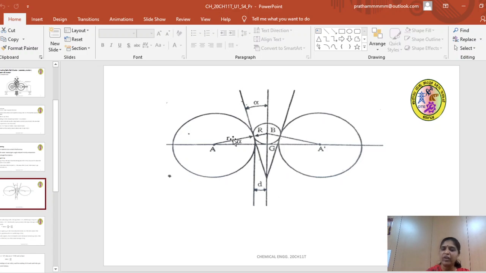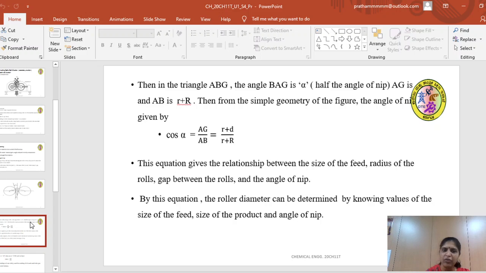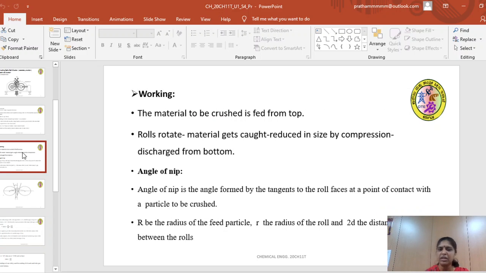Alpha will be called as the angle of nip. So what is angle of nip? The angle which is formed by the tangents to the roll faces at the point of contact with the particle to be crushed.